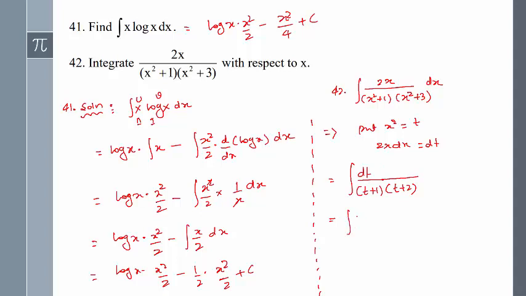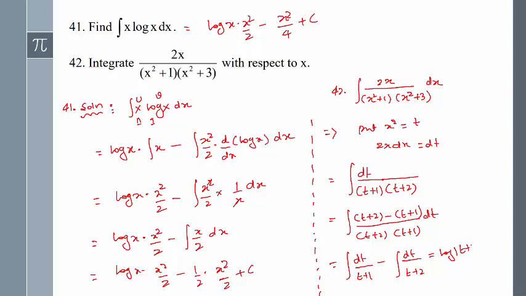You can adjust the terms as t plus 2 minus t plus 1 divided by t plus 2 into t plus 1 with respect to dt. So here you can cancel t plus 2 so that the first term will be dt divided by t plus 1 minus, t plus 1 you can cancel, that will be dt divided by t plus 2. Okay. So now answer is going to be very simple, that is log of mod t plus 1 divided by mod t plus 2 plus c.